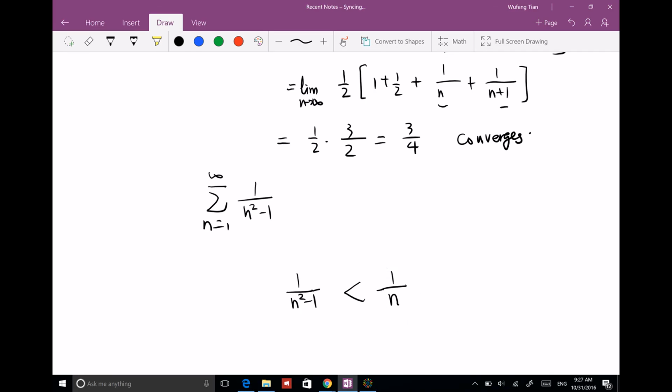And we know that 1 over n squared will converge, because the main part is n squared. I cannot compare with 1 over n squared, because this one is bigger than 1 over n squared. That one converges, that's right, but this is bigger than a convergent series, so it might diverge.